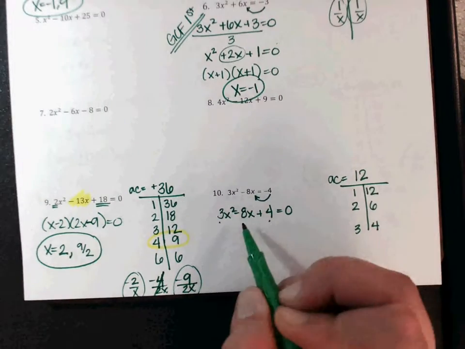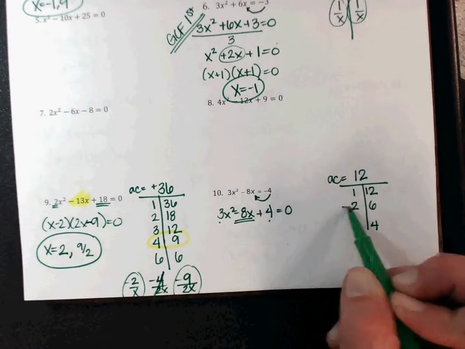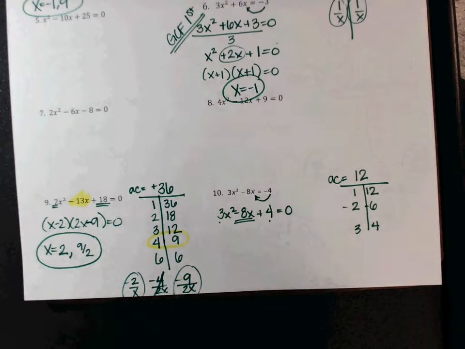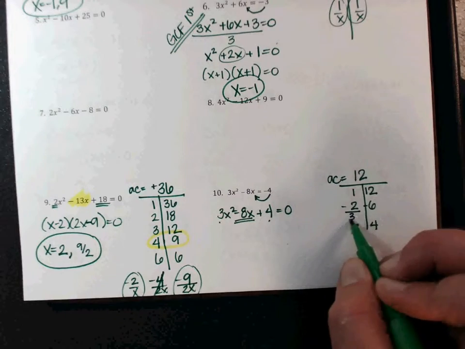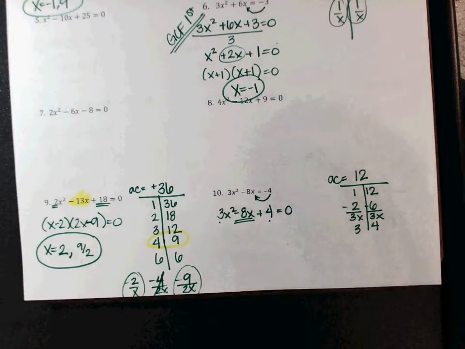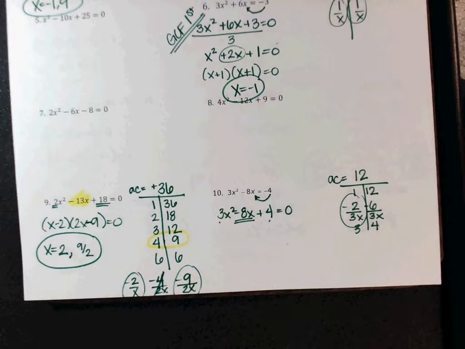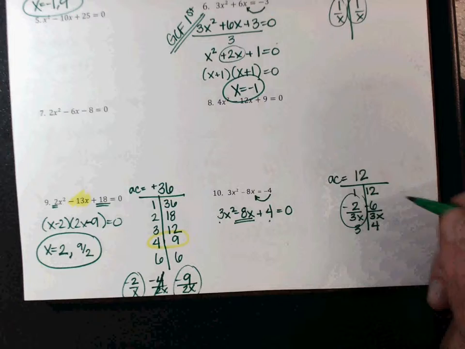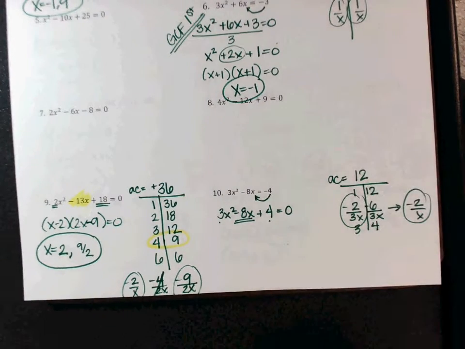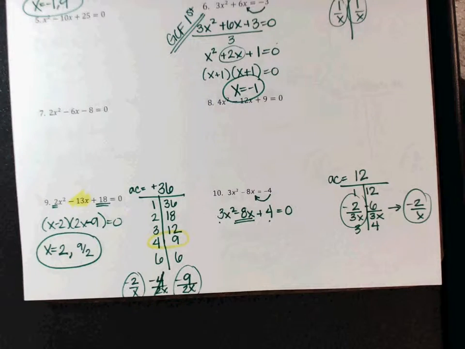But if I want negative 8, negative 2 and negative 6. Then from there, what do I divide them both by? Good. So I divide by 3x on both sides. 2 cannot go, but 6 can. Negative 6 divided by 3 is negative 2 over x. So remember, either both sides reduce or one side should divide.